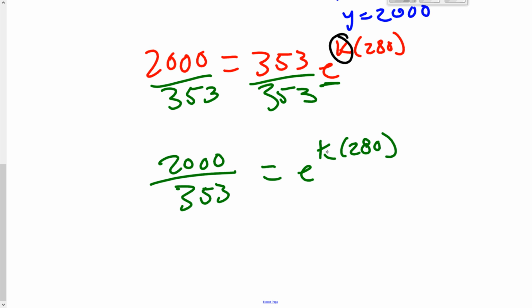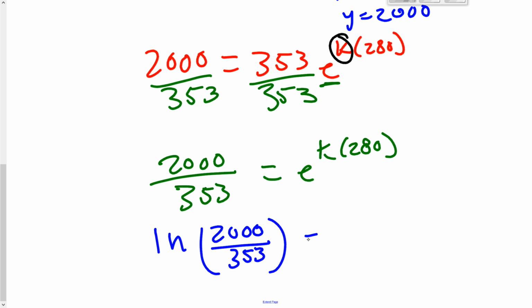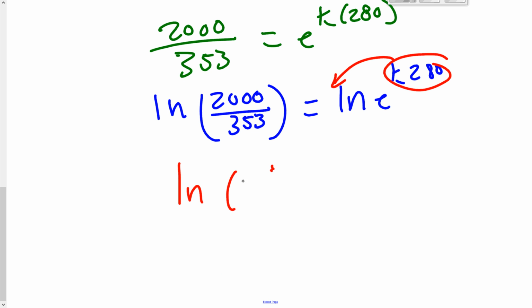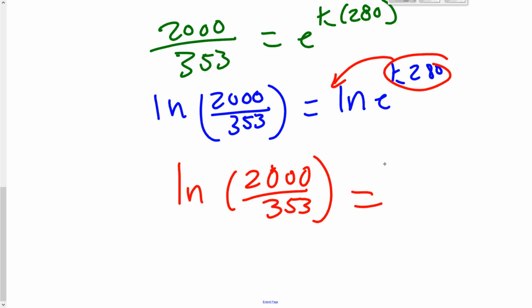Now, how do we get that variable that's in an exponent by itself? Now we take the ln of both sides, and this needs to be in parentheses. Then we can use our properties of exponents. It says I can take this exponent and move it out in front. So ln of 2,000 over 353 equals k times 280 times ln of e. And what does ln of e equal? It equals 1.